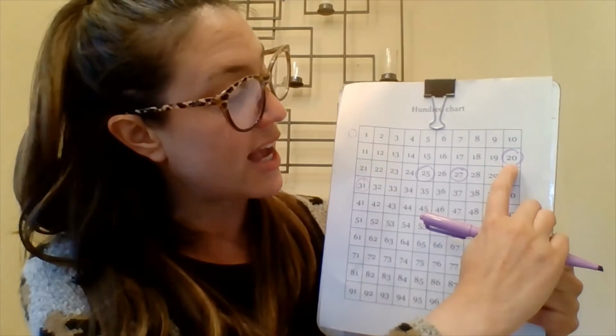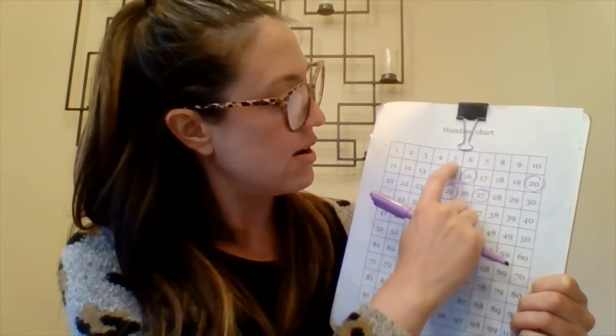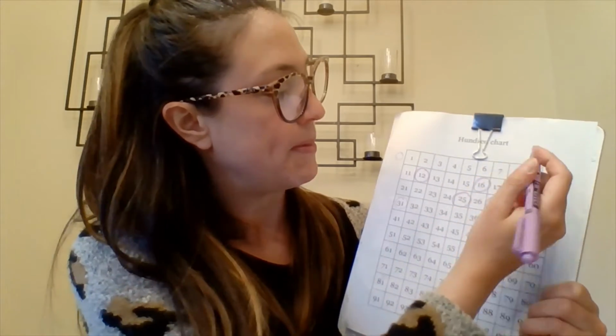Player 2 again. From 20, player 2 has decided to subtract 4. They're on 16. From 16, player 1 has decided to subtract 2. Actually, they're going to subtract 4. They're on 12. Now, next player's turn. They're on 12. They're going to subtract 5. They landed on 7.